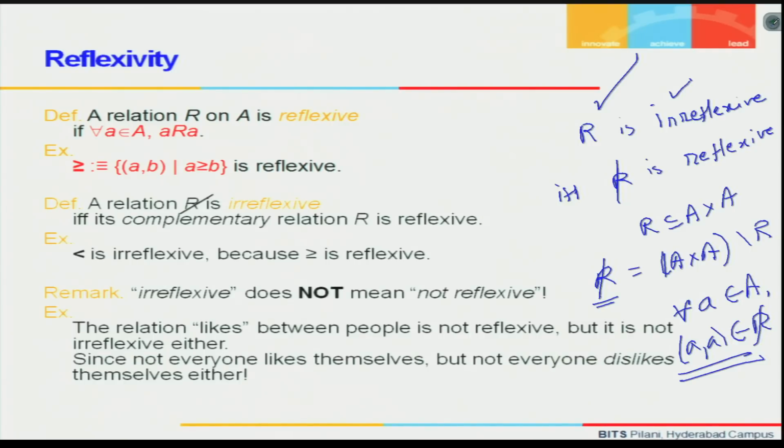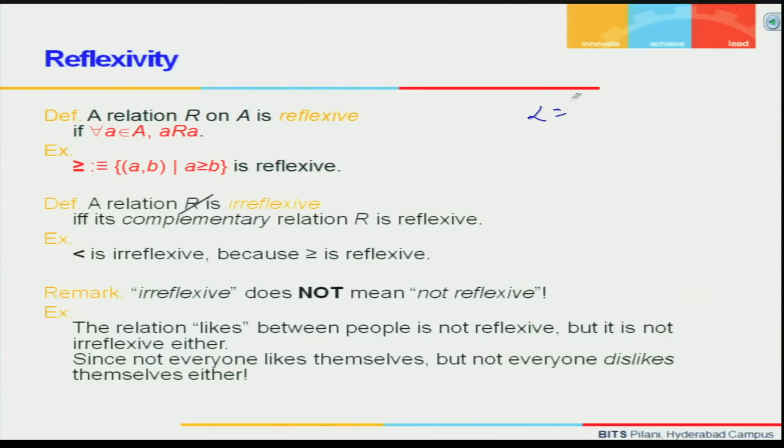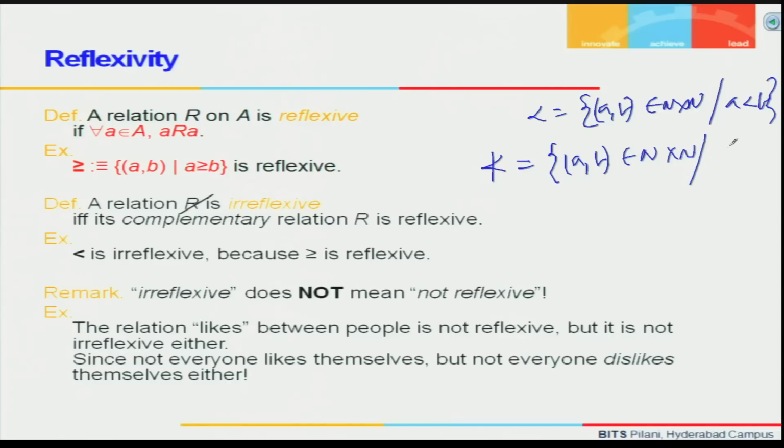We will do it with an example. Let us take the less than relation. How is it defined? (a, b) in N cross N such that a is less than b. This is how it is defined. Then what is the complement of this relation? We have seen some time back that it is the set of all (a, b) in N cross N such that a should not be less than b. That is equivalently saying a should be greater than or equal to b. This is the complement of this particular relation.